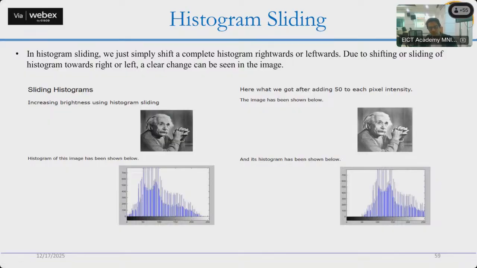Based upon these observations, people gave the different techniques. Histogram processing is the general name of the histogram technique. Now we will move to the specific techniques of the histogram. So what do we do in histogram sliding? We just simply shift a complete histogram rightwards or leftwards. Why do we do it? We basically do it to change the darkness and the brightness.